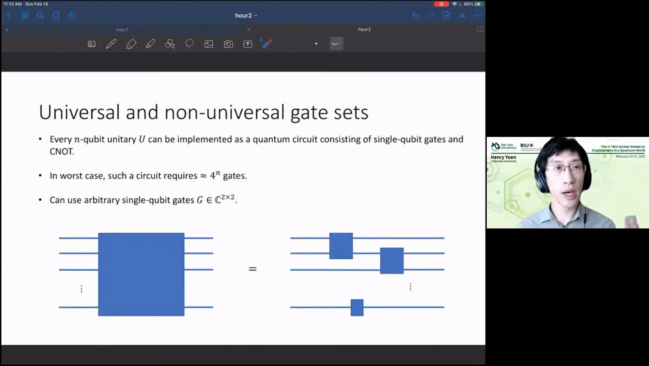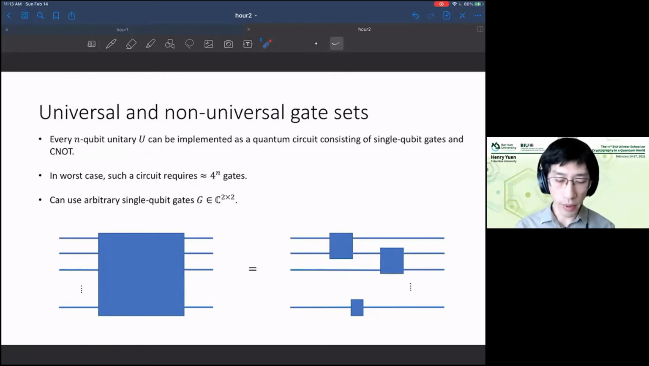All right, so let's talk about universal and non-universal gate sets. So I've described to you what a quantum circuit is. It turns out that if you have a quantum circuit consisting of 1 and 2 qubit gates, this is universal for quantum computation in the sense that you can implement any possible unitary you like. So if you have an n-qubit unitary U, you can build a circuit to implement it out of these gates. But in the worst case, any such circuit will require an exponential number of gates.